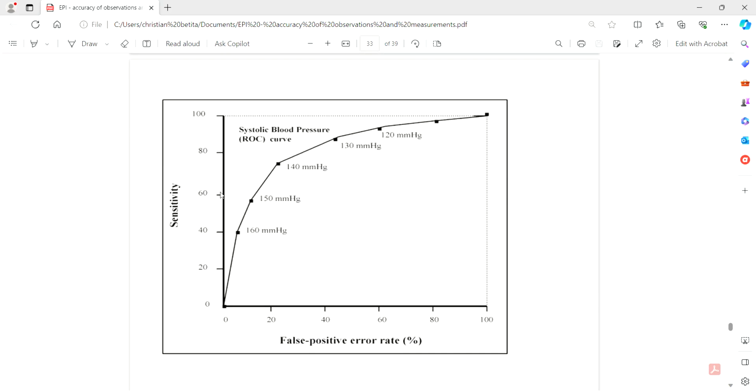Similarly, for systolic blood pressure, we were able to determine that the systolic blood pressure cutoff value for hypertension is 140 because it is closest to this point. Now, the reason why is because at this point, the false positive error is low and the sensitivity is high. So if you get the distance between this point and this point, this is the shortest distance, if you compare it between the distance between here and here, and here and here, and here and here.